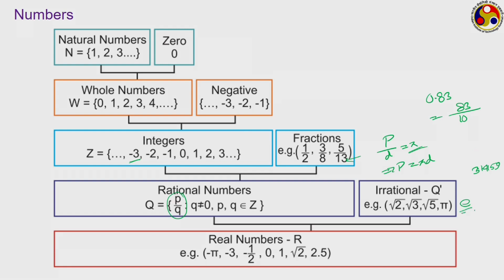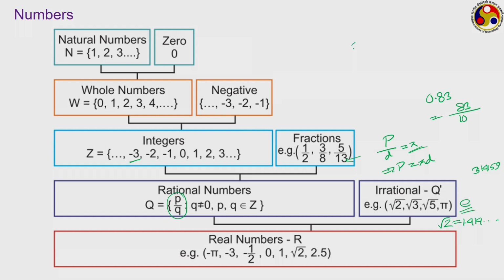The same for this e or any other, like what is root 2? 1.414 dot dot dot. It's an infinite series. So, these are all irrational numbers. If we find an end of the series, we can always represent them in a rational form.